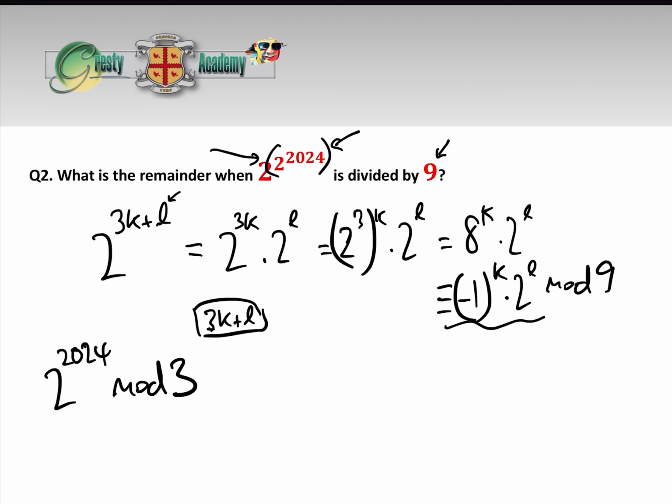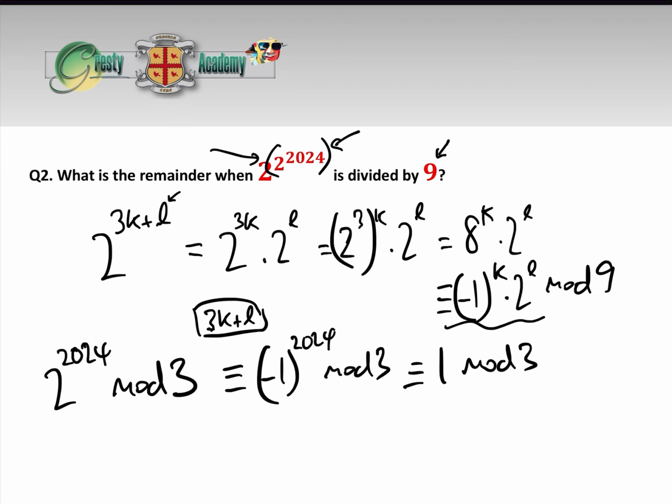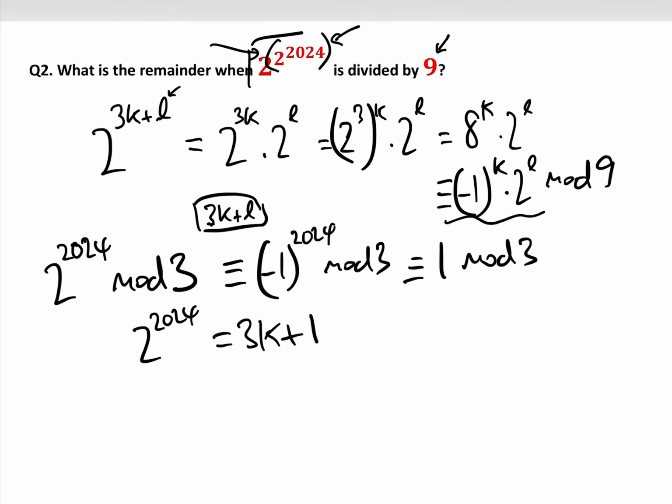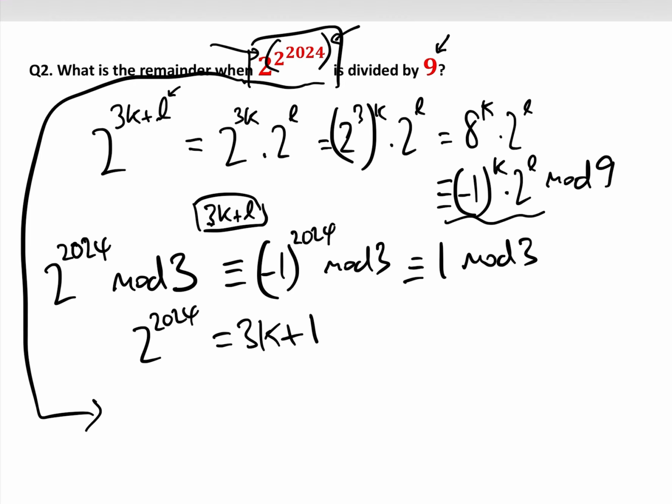Okay, so now this is actually quite simple because that equals, mod 3, well, 2 is minus 1 mod 3, to the power of 2024, and minus 1 to an even power is just equal to 1. So that equals 1 mod 3. So that actually wasn't very difficult at all. So we can rewrite 2 to the 2024 as 3 times some k add 1. And now that makes life a lot easier because we can rewrite it just as we wanted to as 2 to the power of 3k plus 1.